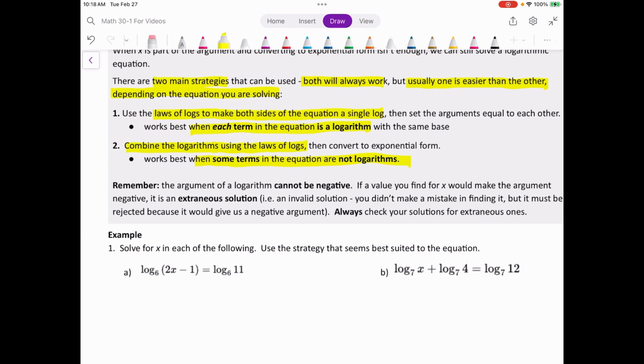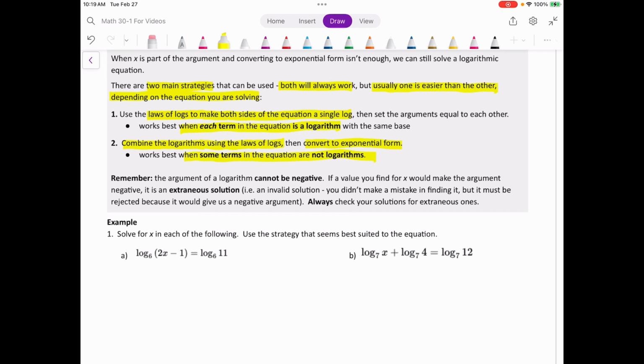So again, both strategies can work, but sometimes one's easier than the other, and it just depends on what the equation is, okay? So go with, again, where inspiration strikes you.